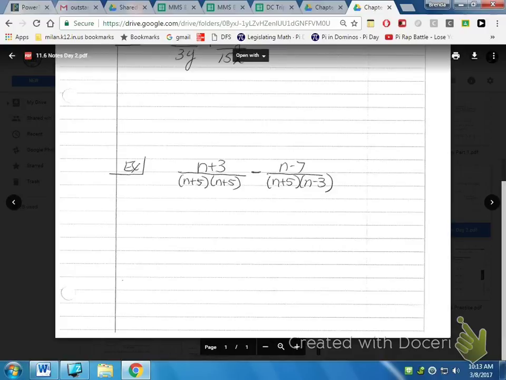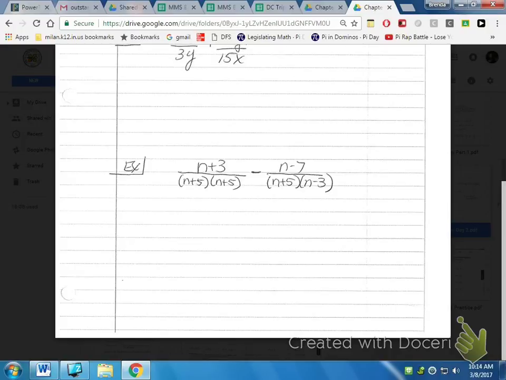Now, the only thing that saves us here is there is an overlapping n plus 5. Okay? Do you get that? So you don't have to put 3 of them. That would be a mess. We only have to put 2 of them. So here is my common denominator. Let's write it like this. It would be n plus 5 and n plus 5 and n minus 3.